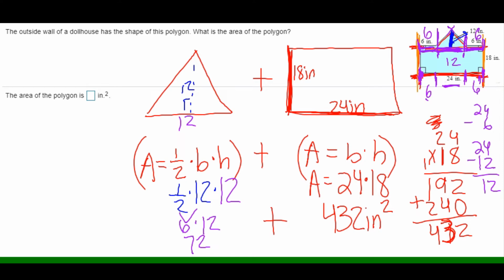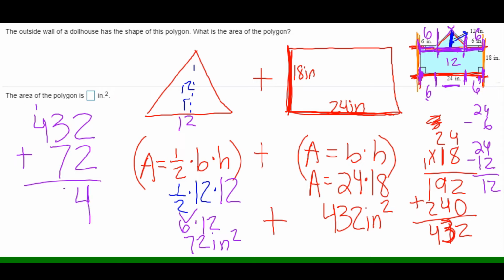And then, since the area of the triangle is 72 inches squared, and the area of the rectangle is 432 inches squared, we can add them together, because together they make up the rectangle, or the polygon. So we add 432 plus 72 is going to be the area of both of them together. So we have 504 inches squared. So that is the area of this dollhouse. A lot of thinking here, part to whole.